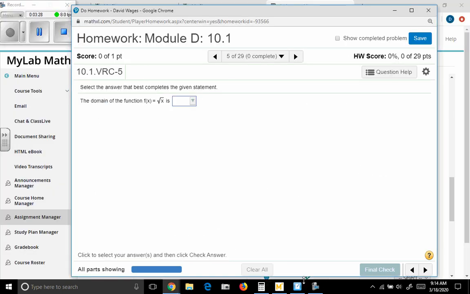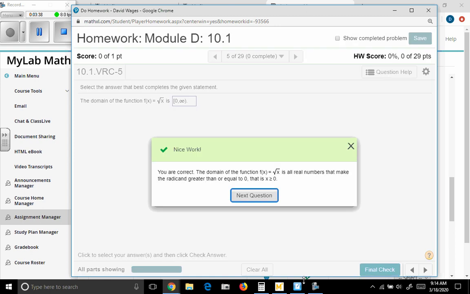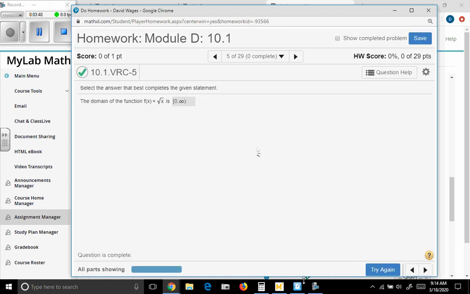So over here, we'll just select the option that says 0 to infinity. And that's going to be true of any root that's an even root, whether it's a square root, a fourth root, a sixth root, or whatever.